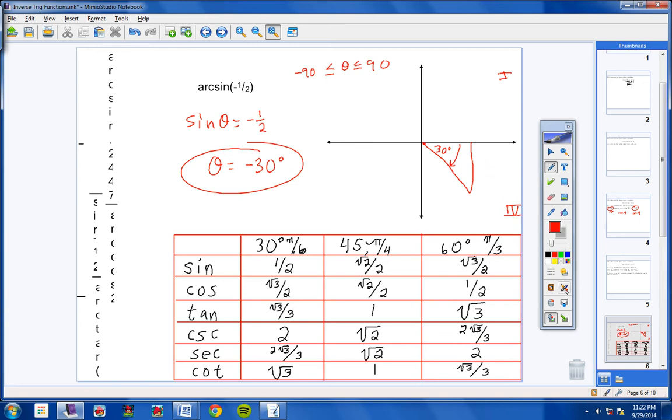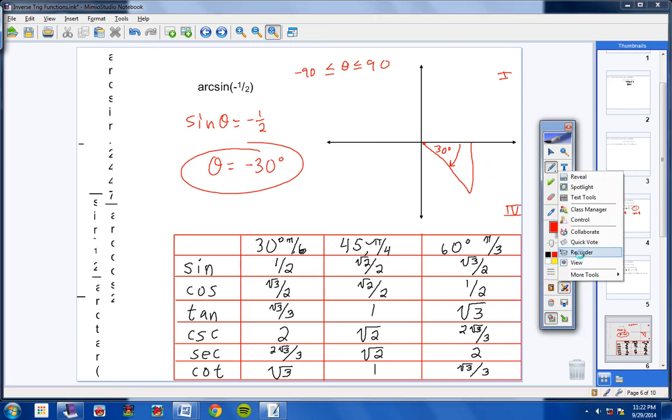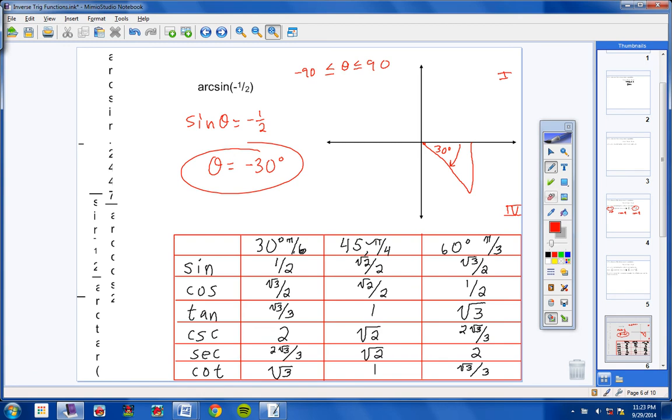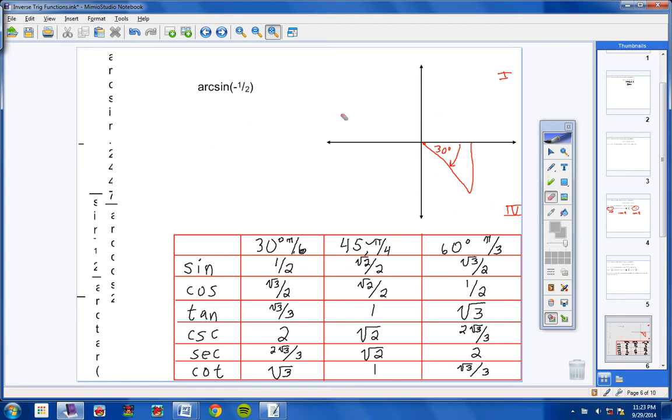All right, let's continue on. All right, let's go ahead and clear this off and try not to erase my table this time, and let's continue on, all right? Let's take a look at this one over here, all right?